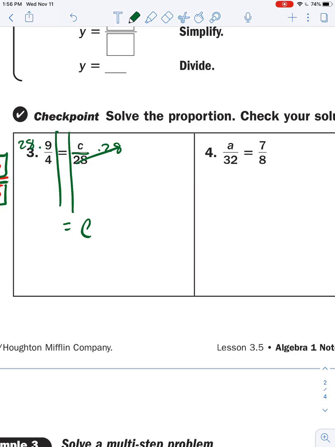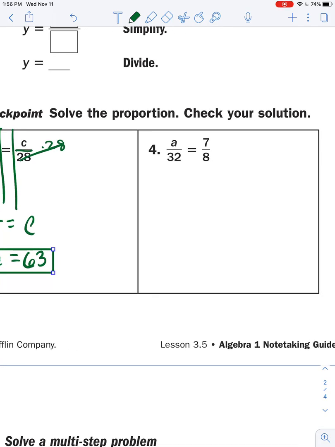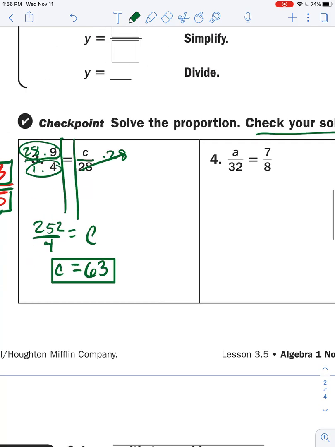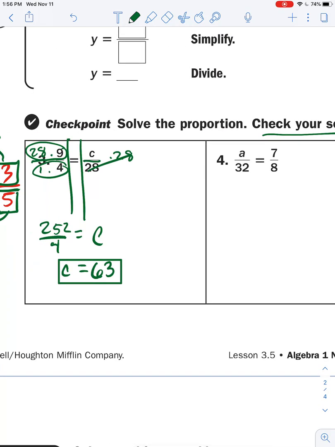You'd have C equals 28 times 9, which is giving me 252 over 4, because 9 times 28 was 252, but 4 times 1 is just 4. And if I take 252 and divide it by 4, I come up with the value of 63. And so that is the answer that would solve my proportion.